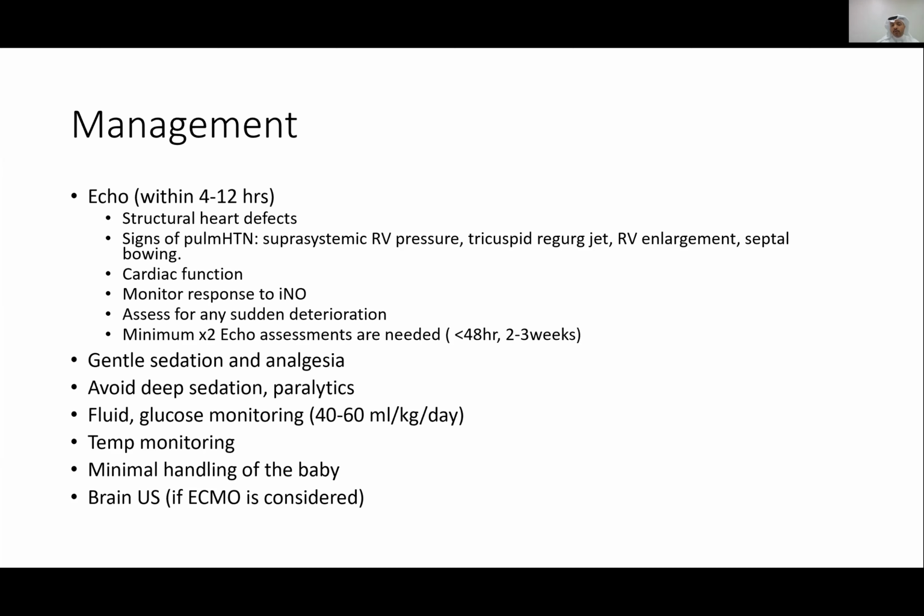You want to give them fluid. You want to monitor the glucose. You want to control the temperature. You want minimal handling, so you don't want a lot of stress on this baby because stress can provoke pulmonary hypertension. You also want to get a brain ultrasound if you're discussing ECMO, particularly in the premature babies.